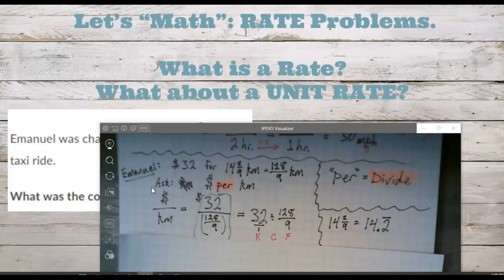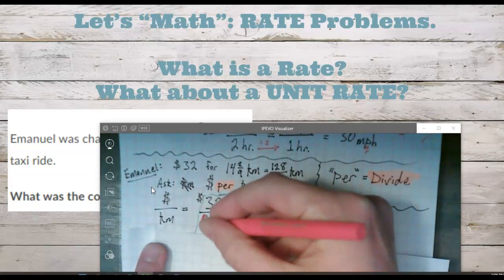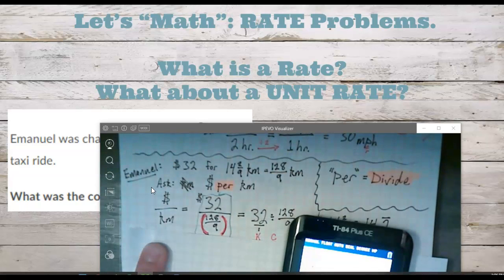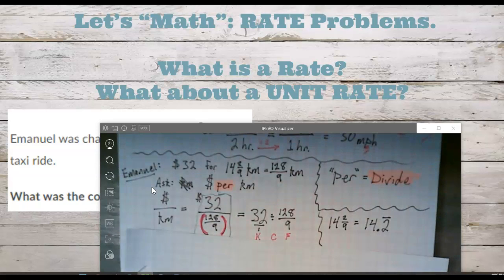If you do 32 divided by 128 divided by 9, this is wrong, right? This is the wrong answer because we have to put the denominator in parentheses. So guys, these parentheses, please make sure you have them on your notes. Make yourself a mental note. If you're typing this into your calculator, you have to put that improper fraction in the denominator in its own parentheses. So your division typed in should look like this.